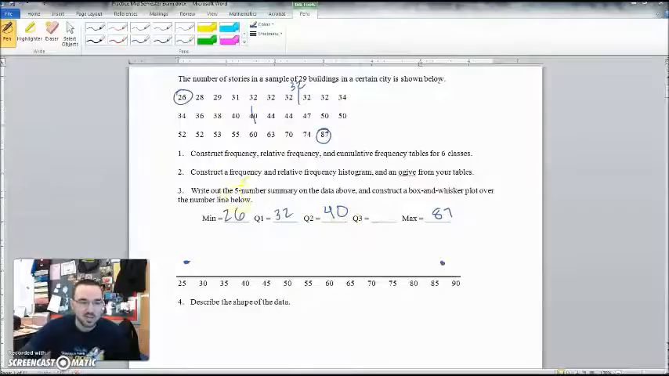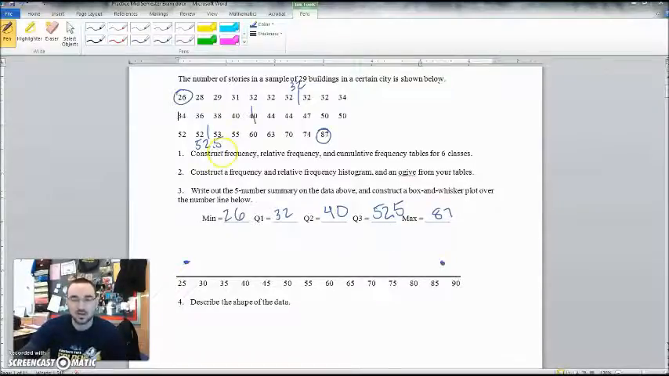And then Q3 is going to fall in between 52 and 53, which is going to be 52.5. So if you have a median that falls in between two numbers, you just take the average. So 52 plus 53 divided by 2 gives us 52.5, or just the halfway point between those two. So that's 52.5. Okay, so as you can see here, we have our 5-number summary.